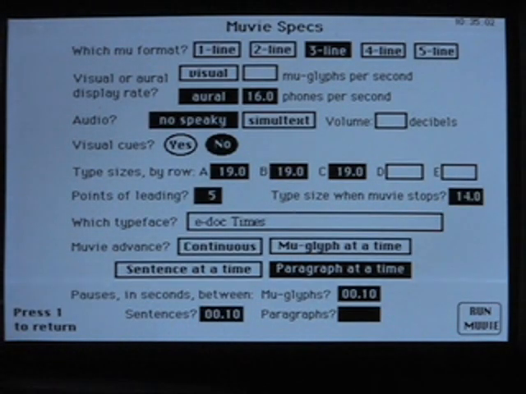As you see in this panel, the next movie will be a 3-line movie presented at an aural display rate of 16 phones per second, but with no speech sounds and no visual cues. Its title is Aural Pacing, but No Sound.